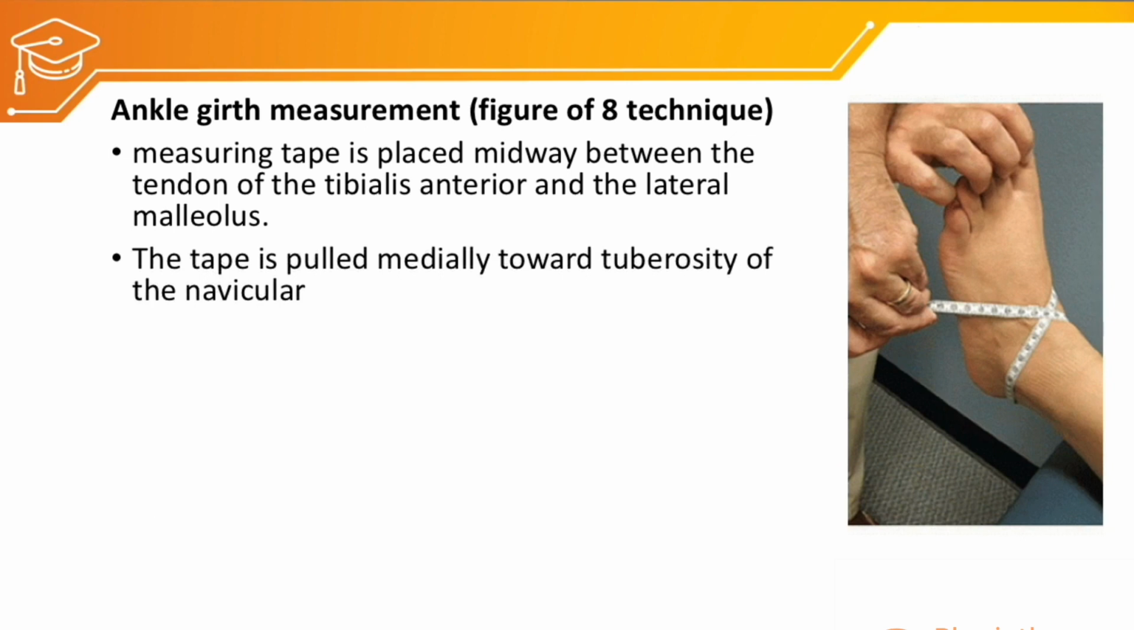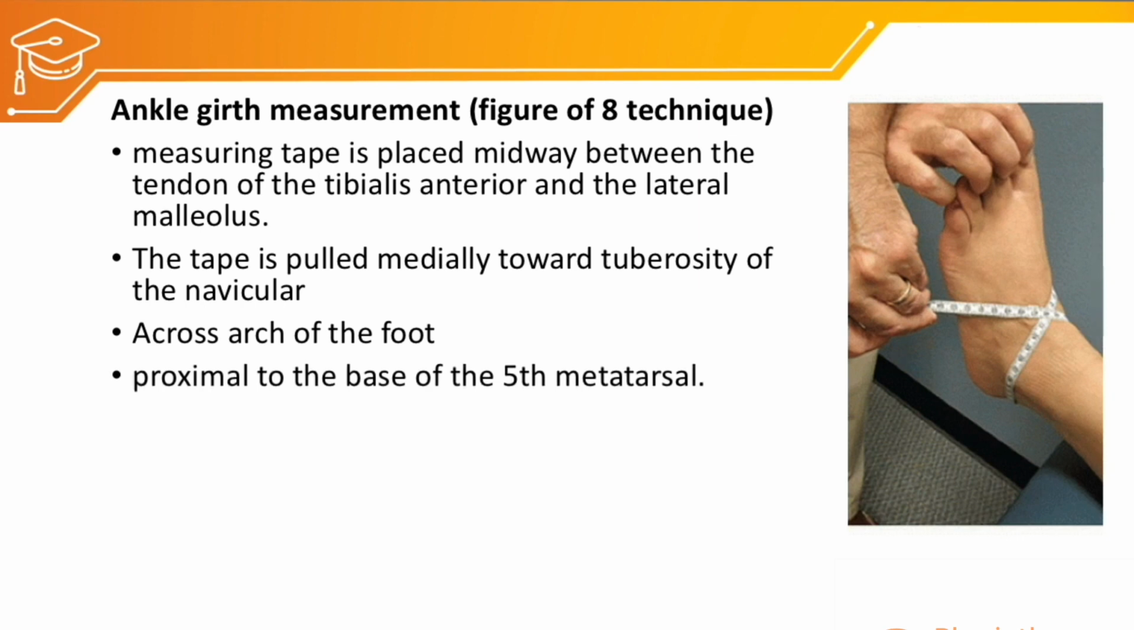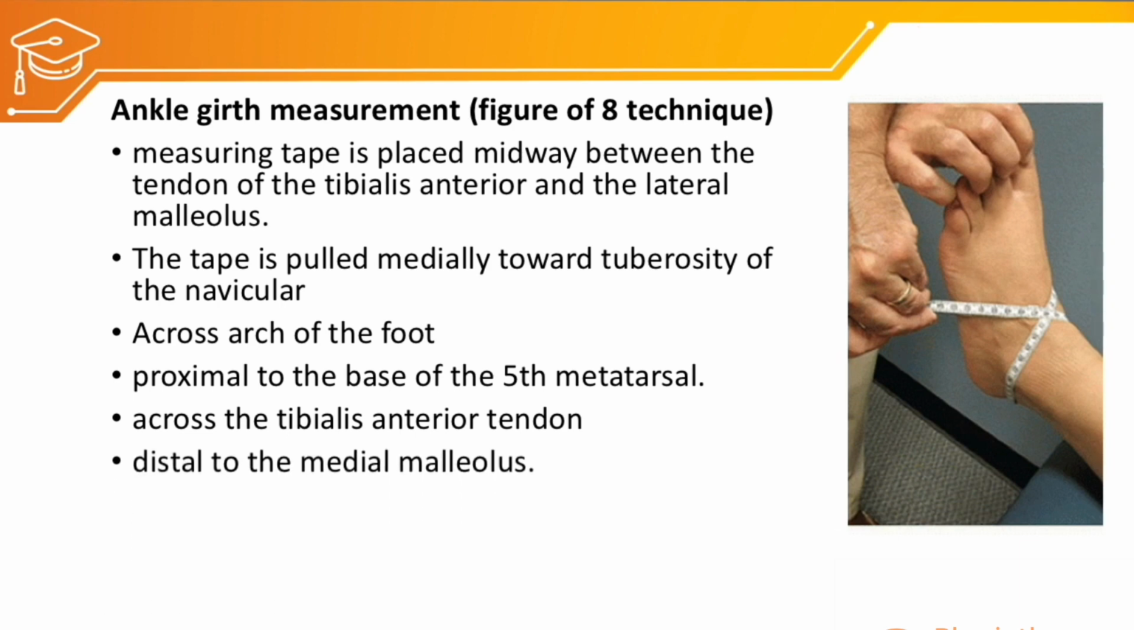Then the tape is pulled medially towards the tuberosity of the navicular bone. From there it is crossed across the arch of the foot, and the measuring tape reaches the base of the fifth metatarsal bone. From the fifth metatarsal, the tape is brought towards the tibialis anterior tendon. It crosses the tibialis anterior tendon and reaches the distal part of the medial malleolus.